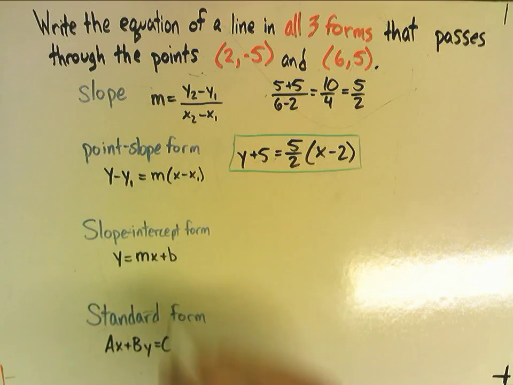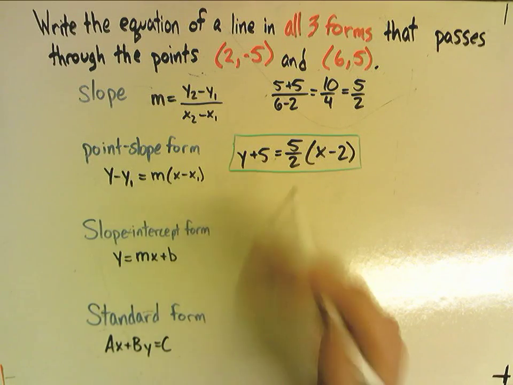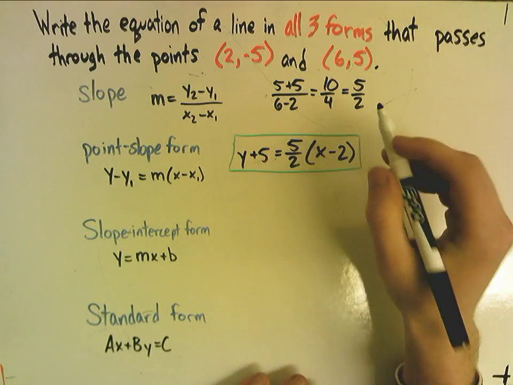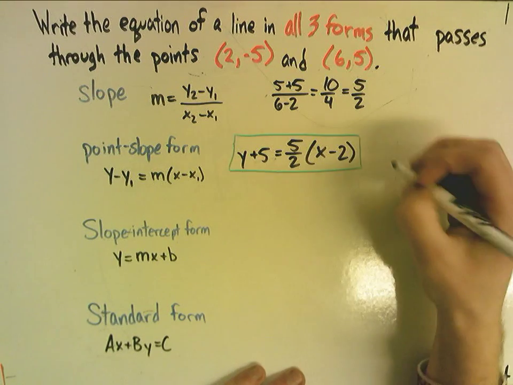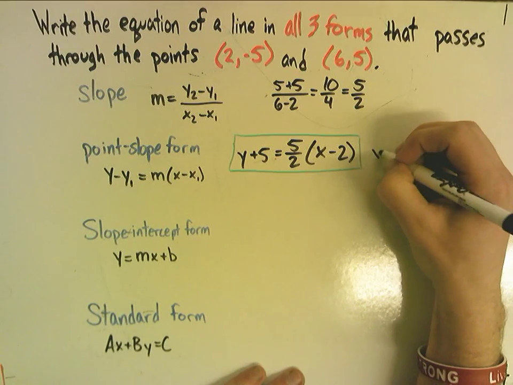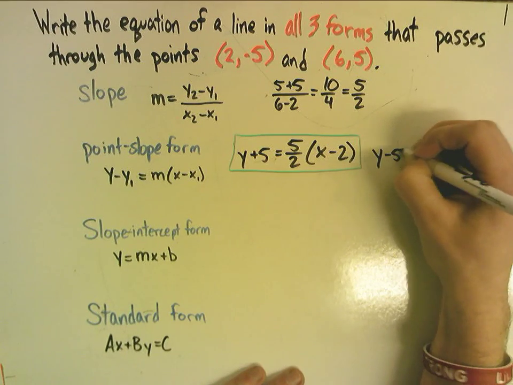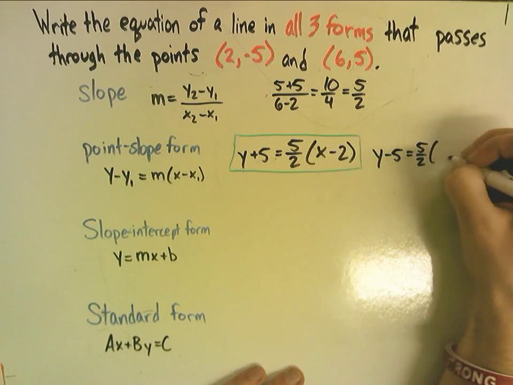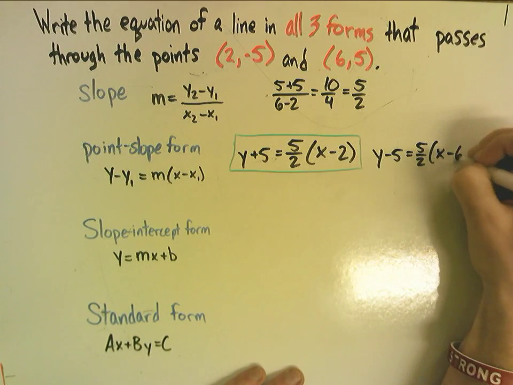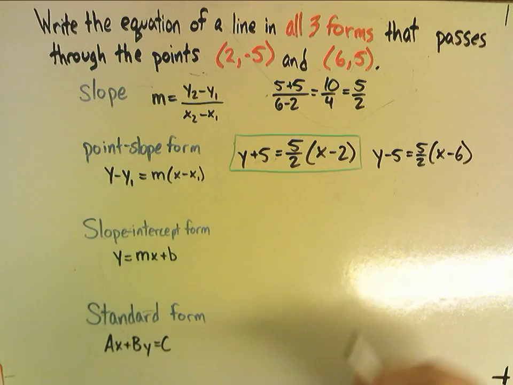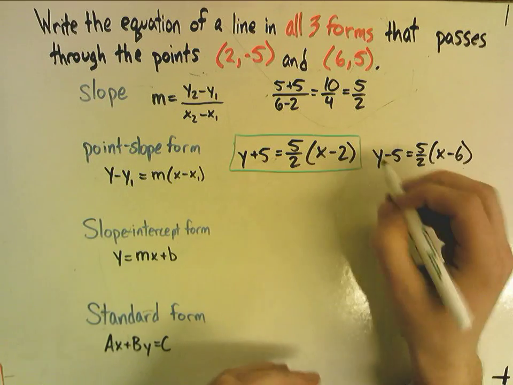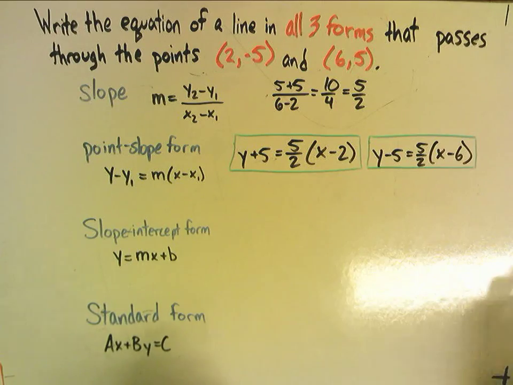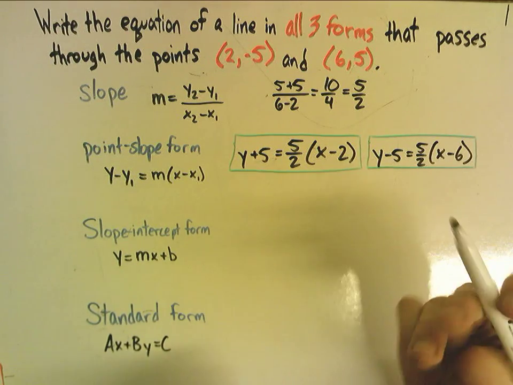All right, so this is your final answer if it were asking you to put it in point slope form. We're going to go ahead and do each of the progressions down to slope-intercept and standard, but if it were asking for point slope form, this could be a final answer. The other option, you could use the point 6 and 5. So we can go ahead and do that one as well. y minus 5 equals 5 halves times the quantity of x minus 6. Okay, so here's your other option. This is also an acceptable point slope answer. I'm going to go ahead and solve each of them down to slope-intercept form so that we can see that both of them will in fact work.